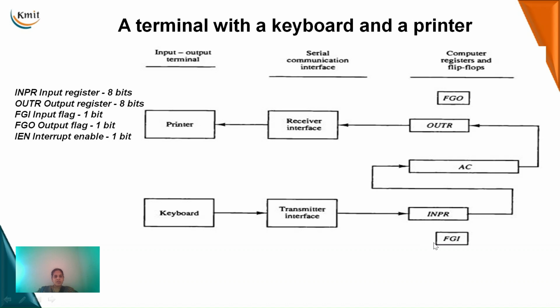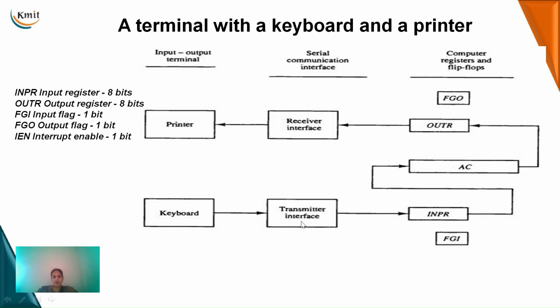So the input register is an 8-bit register and the output register is an 8-bit register. Apart from this, we also have a flag for each register: FGI, which is an input flag, and FGO for the output register, which is an output flag. These two flags are one-bit flags which can be set to either 1 or 0.